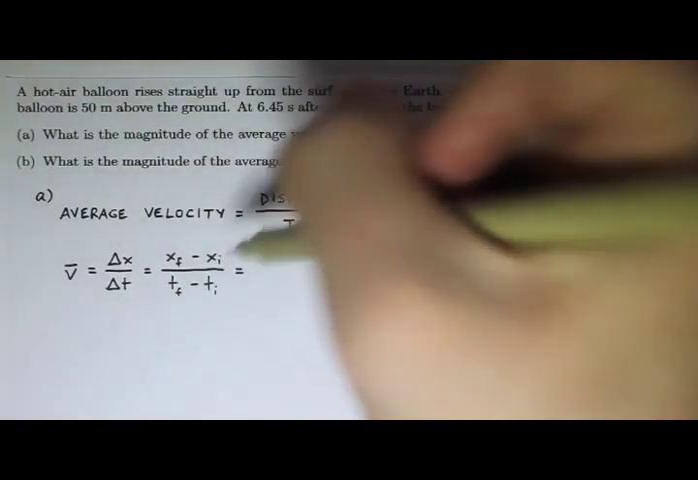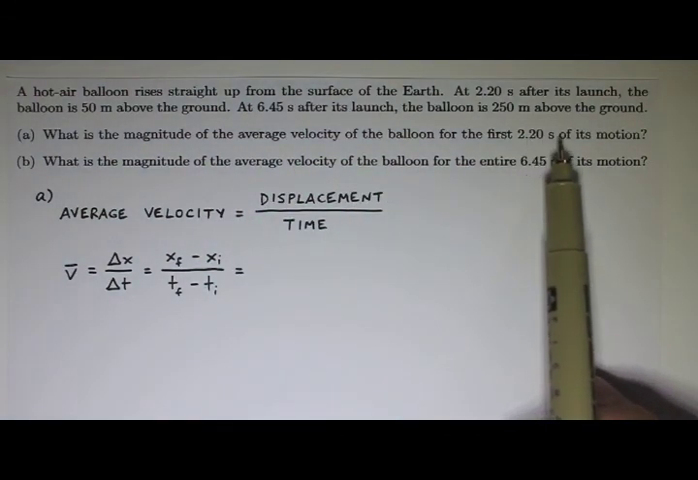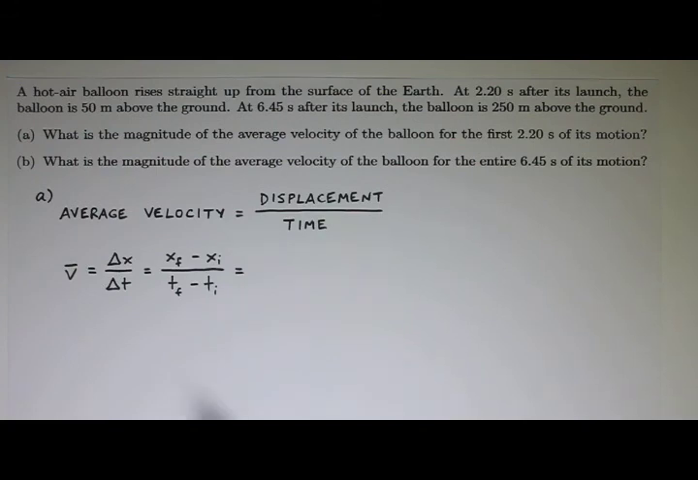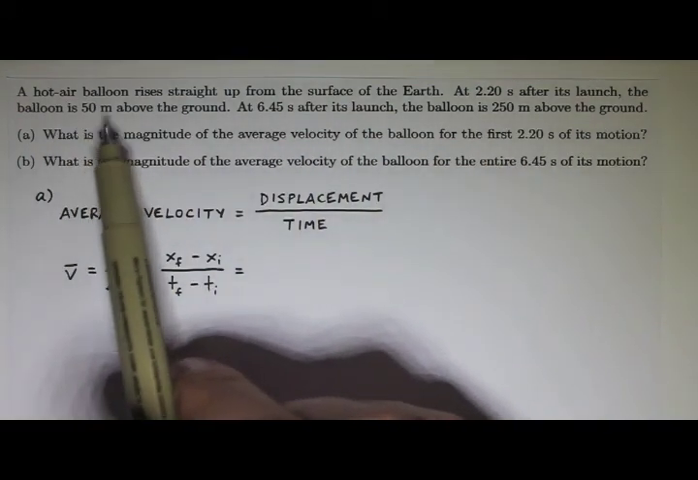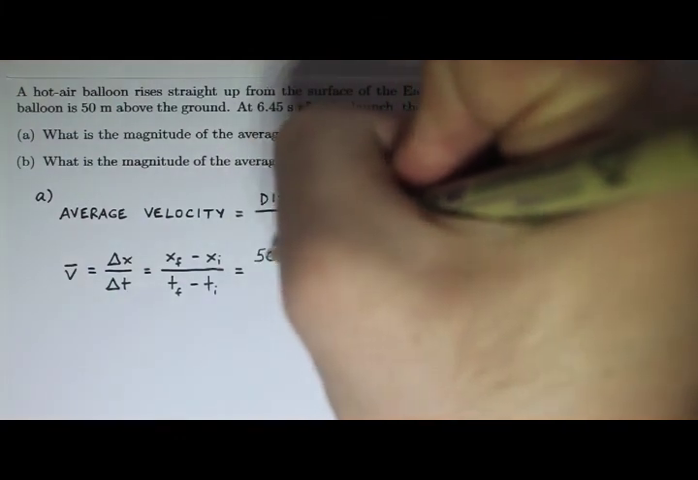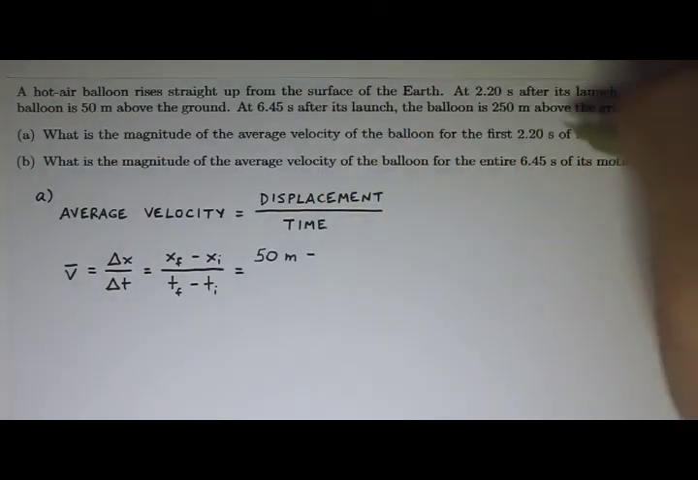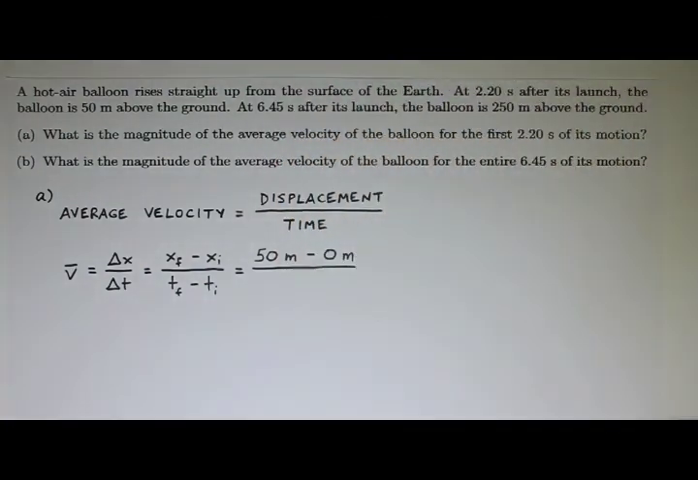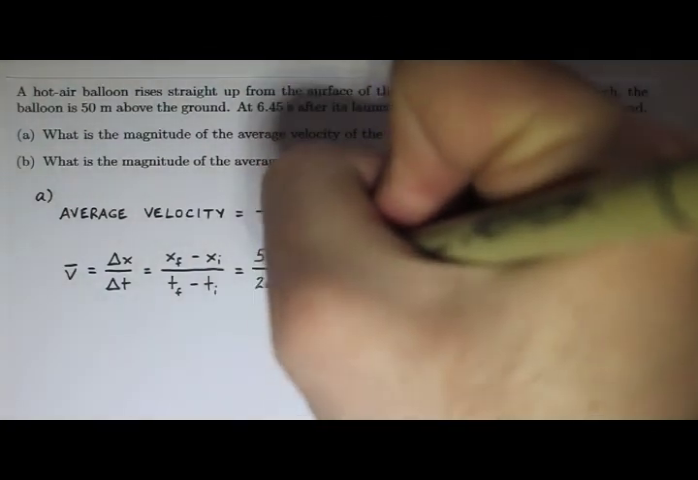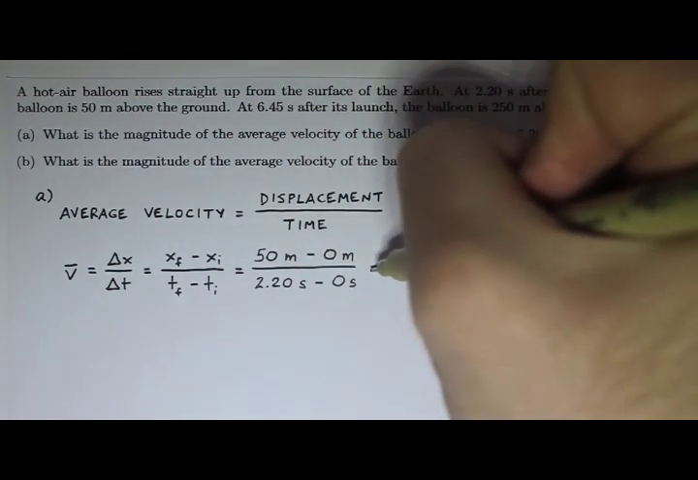Okay. So what is the magnitude of the average velocity of the balloon for the first 2.20 seconds of its motion? Okay, well, where did it end up after that 2.20 seconds? So it says at 2.20 seconds after its launch, the balloon is 50 meters above the ground. Okay, so 50 meters must be the final position. And since it started on the ground, it started at 0 meters. And then the final time, well, this is 2.20 seconds. And the initial time, like I said, we'll start the clock at 0 seconds.